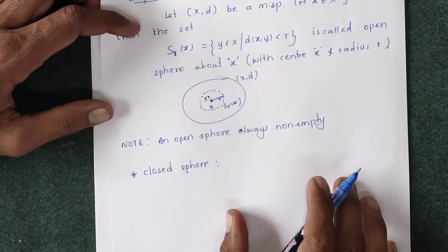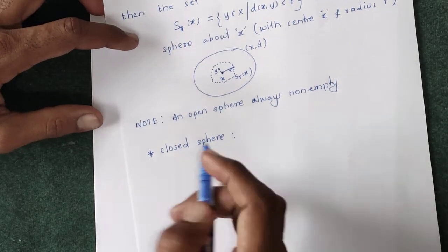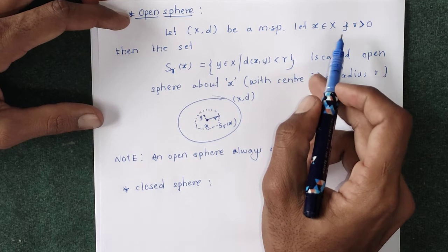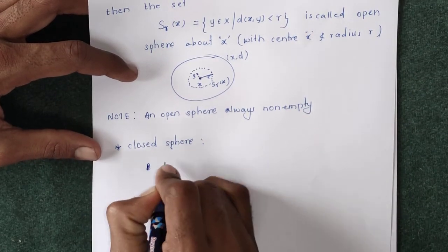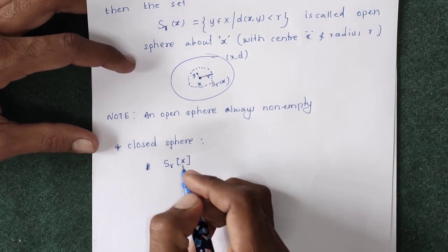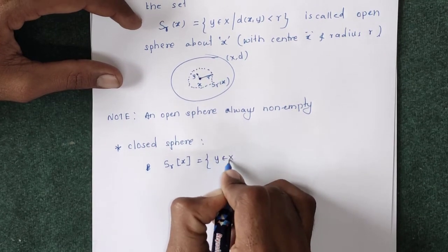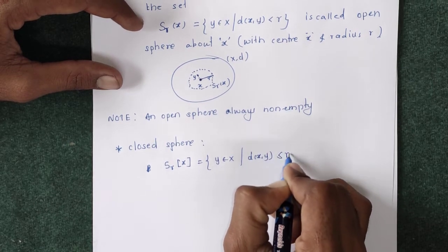Closed sphere. The notation, similar definition is: let X be a metric space, x belongs to X and r greater than 0. Then the notation of the closed sphere is S_r[x]. This is a closed set, and this set is given by {y belongs to X such that distance of x and y is less than or equal to r}.